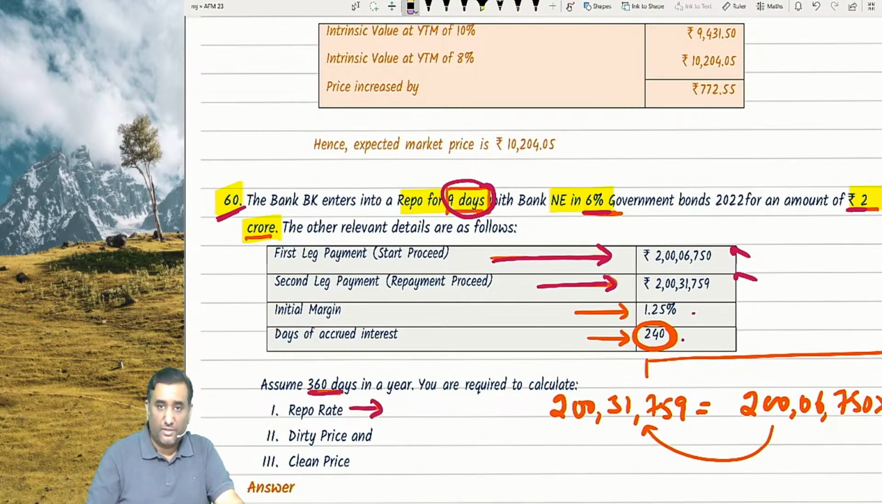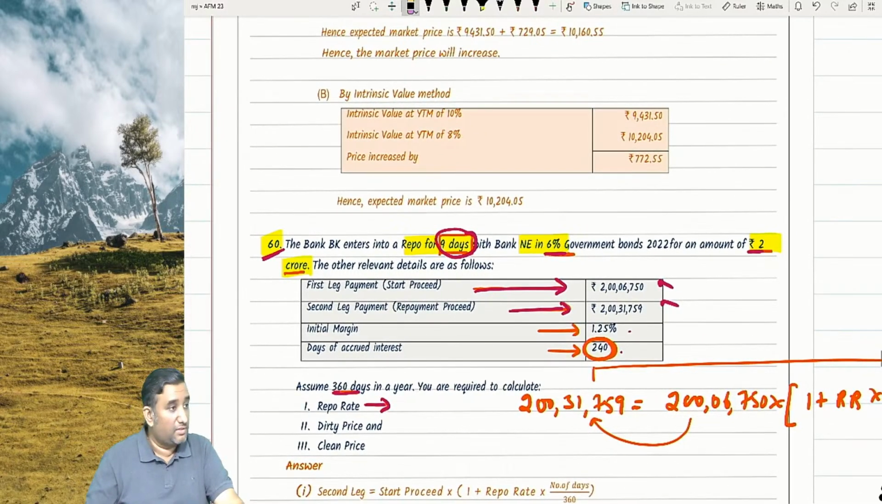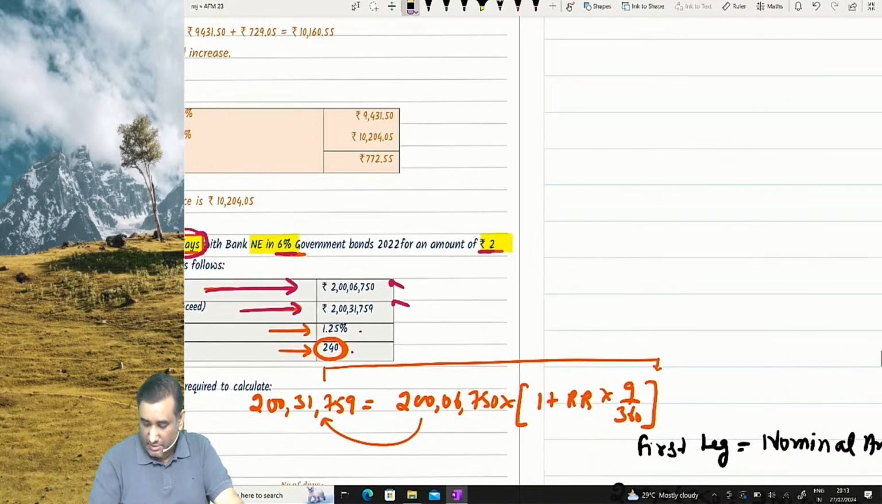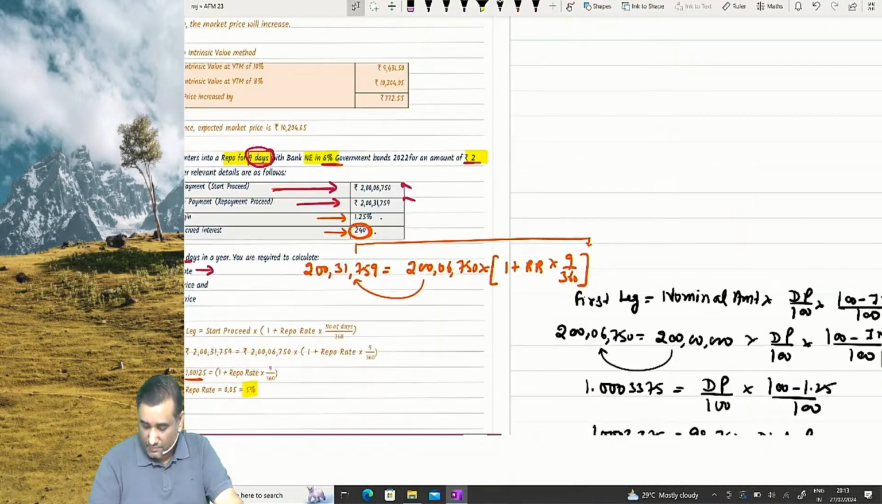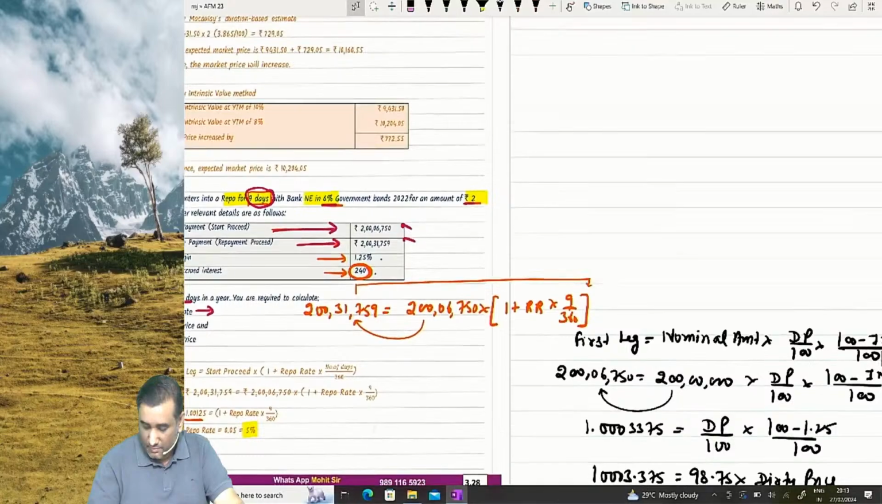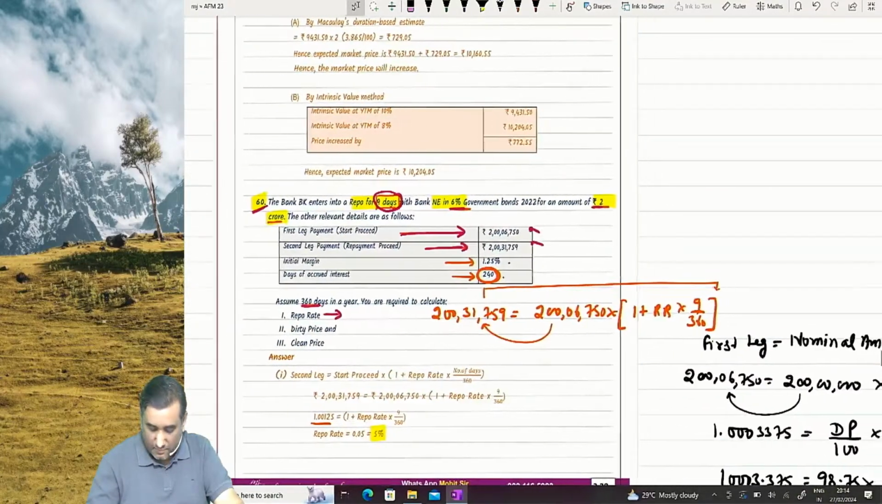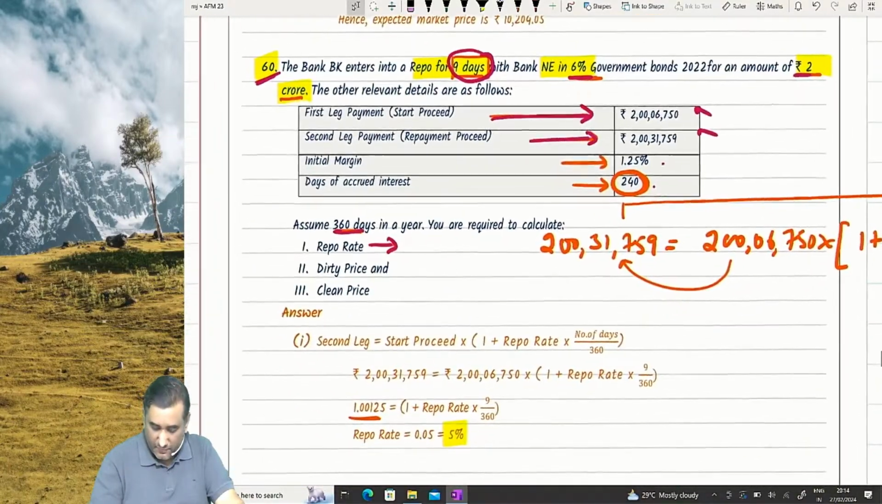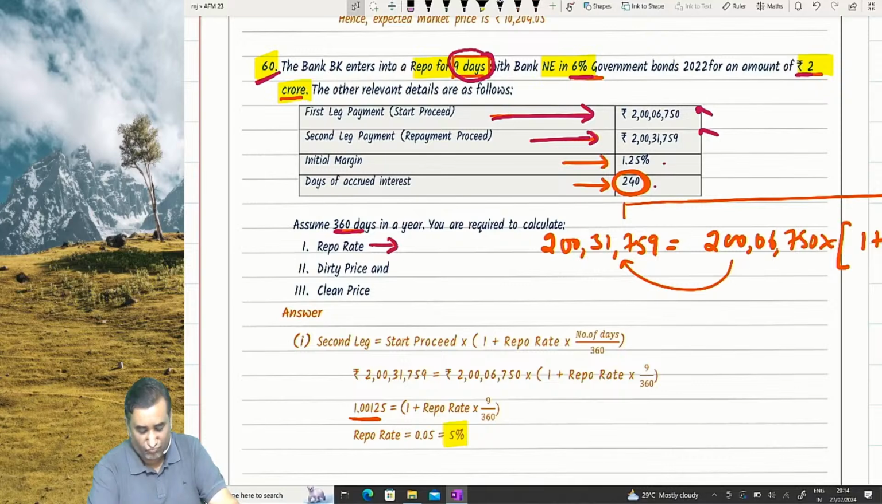Repo rate, anyone calculated? How much? 5%. Repo rate. Second leg is equal to start proceeds into 1 plus repo rate into number of days by this.